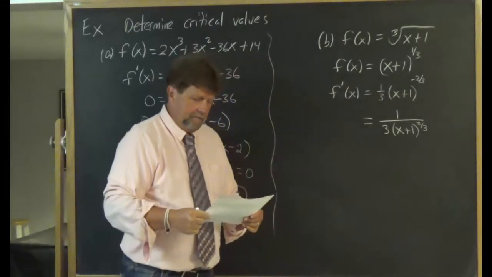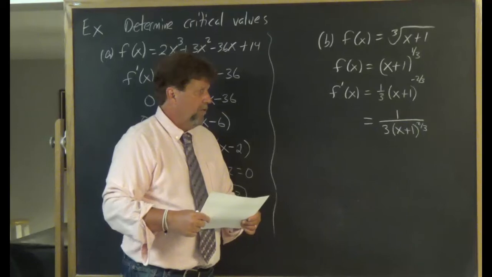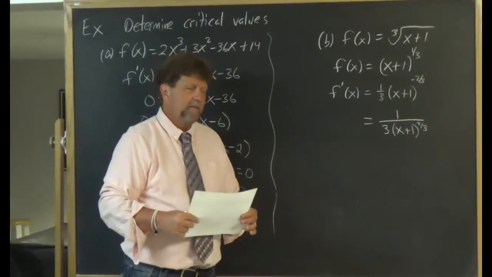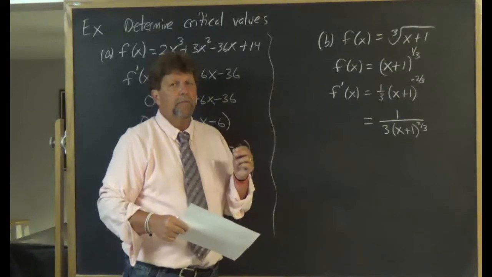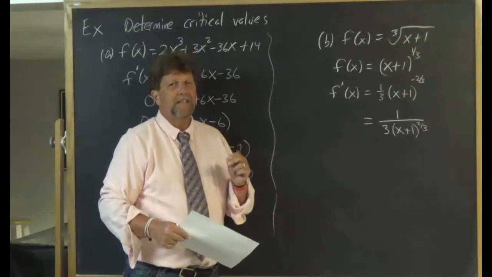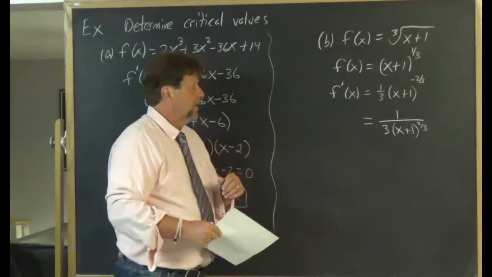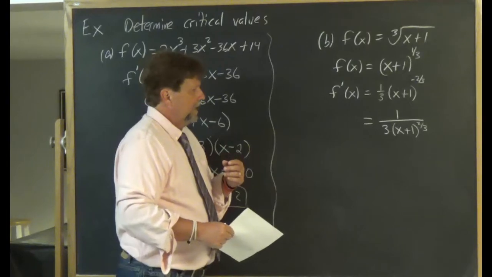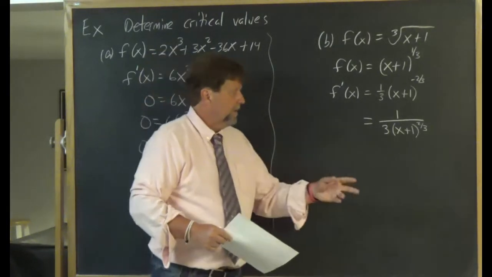All right. So, my derivative is 1 over 3 times the quantity x plus 1 to the 2/3 power. I need to determine where this derivative is equal to 0 or where this derivative is undefined. Those are because I'm finding critical values. So let me just make the following comment.